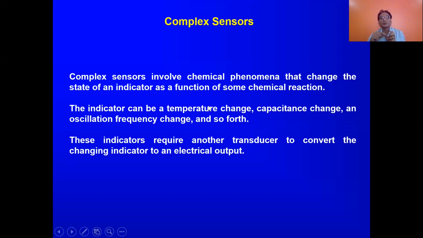Indicator can be temperature change, capacitance change, or anything else. Like what I told you earlier, there it was refractive index modulation. Here you can have a temperature change or capacitance change. These indicators require another transducer to convert the changing indicator to electrical. For example, if your temperature is changing, that change in temperature needs to be converted into electrical signal. Change in capacitance needs to be converted into electrical signal. So you need another transducer, right? So in a complex sensor, there would be two different transducing mechanisms happening.